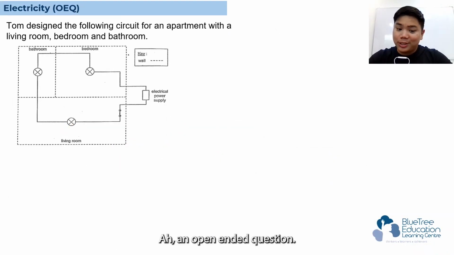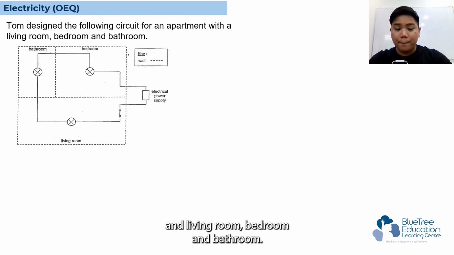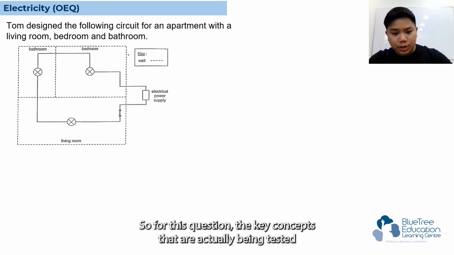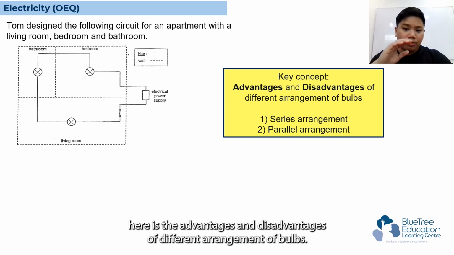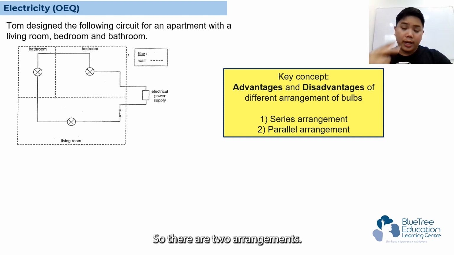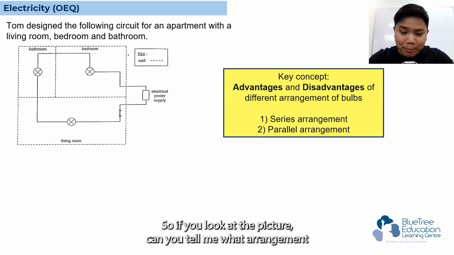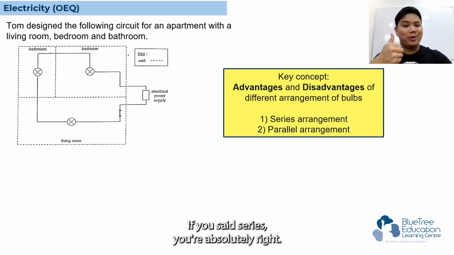An open-ended question. Tom designed the following circuit for an apartment with a living room, bedroom, and bathroom. In the picture, you can see what the circuit looks like. For this question, the key concept being tested is the advantages and disadvantages of different arrangements of bulbs. There are two arrangements, series and parallel. If you look at the picture, can you tell me what arrangement this circuit is in? If you said series, you're absolutely right.